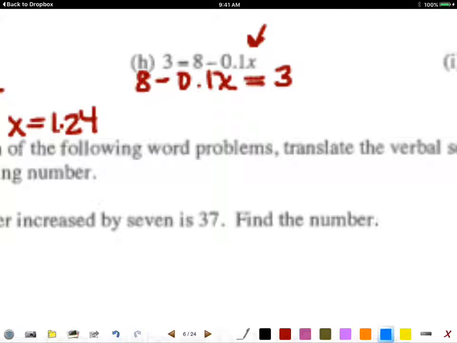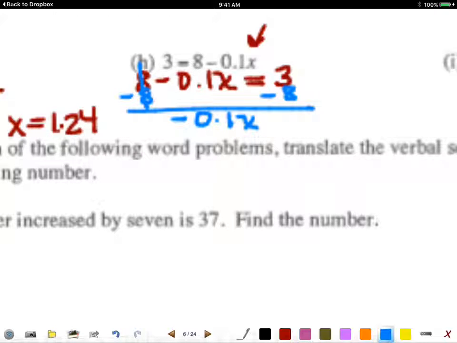Good. Well, it is subtract 8. Some kids want to add 8 because they see that subtraction sign. But that subtraction sign really goes with this 0.1. The sign that goes with the 8 is in front of it. If you don't see a sign in front, then it's a positive 8. So we get rid of that positive 8 by subtracting 8. So come to the other side and do the same thing. So we have negative 0.1x equals, what's 3 minus 8?